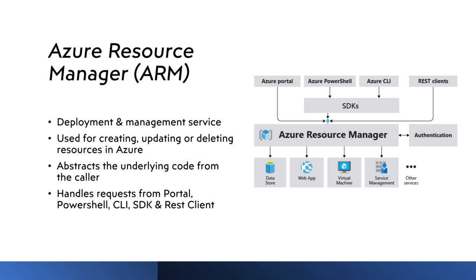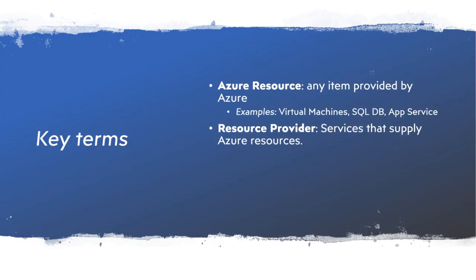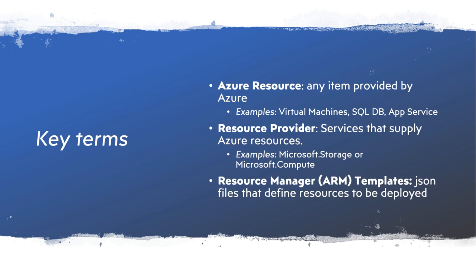It allows requests to come through from the portal, from Azure PowerShell or CLI, from REST clients, or even using the CLI during programming. Some key terms you need to know are as follows. Azure Resources is any management item provided by Azure, such as a virtual machine, storage, and databases. We will cover more of these in the coming chapters. This includes both IaaS and PaaS, as well as resource groups, subscriptions, management groups, and tags, and again, we will cover these later on.